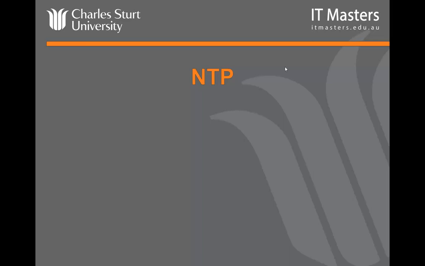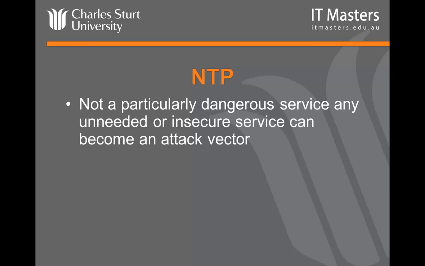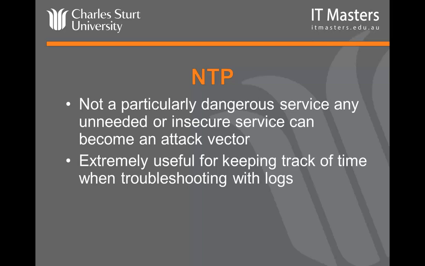Okay, NTP, Network Time Protocol. Not a particularly dangerous or insecure service, but any unneeded or insecure service can become a method for attack or for enumeration. What it is really good at is keeping track of time when troubleshooting with your logs. As I said earlier, if you don't have any valid time source on your router or switch, then when things start happening and you look at the log, you can see dates from 1993, 1998, depending on when your piece of hardware was made and the IOS version on it. It can give you a range of different times, all completely useless to you.